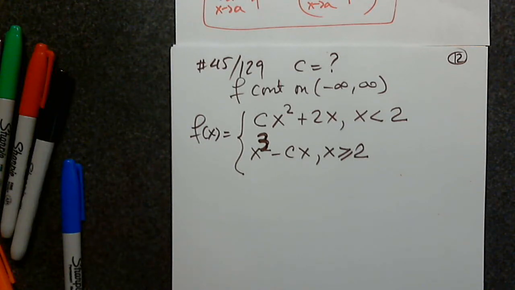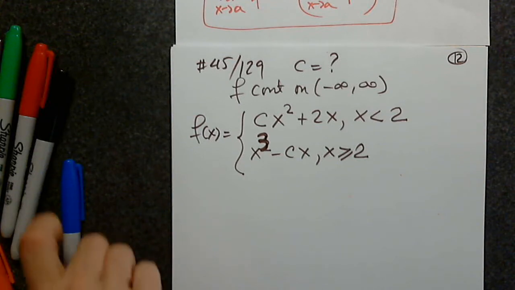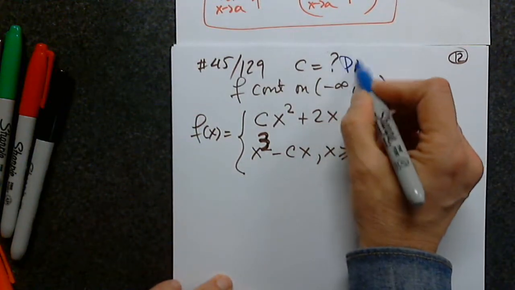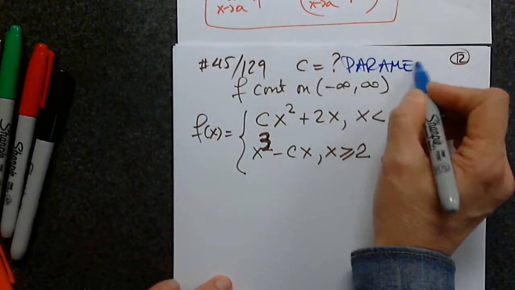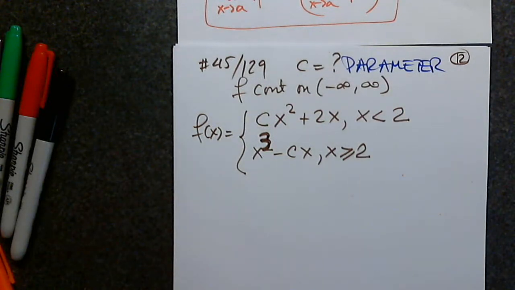Okay, we're given a function. What type of function is this? Very good. It's a piecewise defined function. So knowing that this is a piecewise defined function, I'm trying to find this parameter. c is called a parameter. Find this parameter c such that this function will be continuous everywhere.